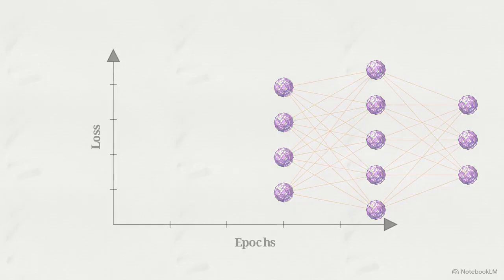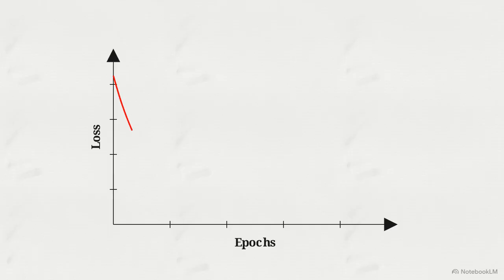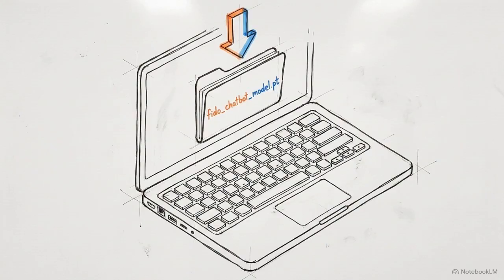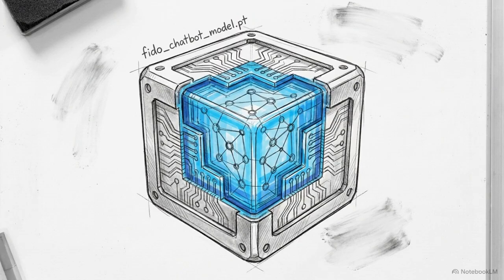Confirm successful training by checking the loss curve in the notebook. A downward slope indicates the model is successfully reducing its prediction error. Once the cells finish, the notebook will prompt a download. Save the Fido Chatbot model.pt file to your machine. This file is the final output of local development. With 2,500 parameters of learned weightings, it is the AI artifact we move to the server.